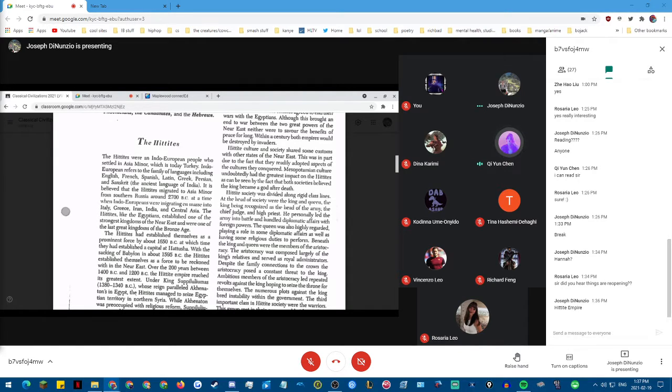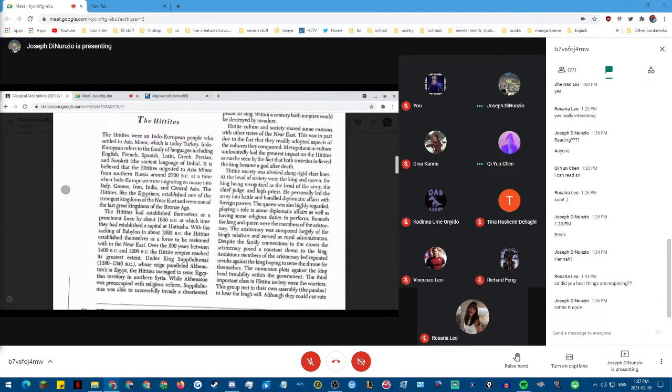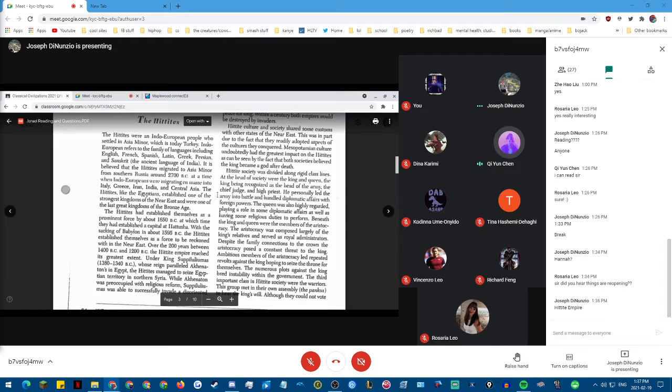The Hittites, like the Egyptians, established one of the strongest kingdoms of the Near East and were one of the last great kingdoms of the Bronze Age. The Hittites had established themselves as a prominent force by about 1650 BC, at which time they had established a capital at Hattusha. With the sacking of Babylon at about 1595 BC, the Hittites established themselves as a force to be reckoned with in the Near East. Over the 200 years between 1400 BC and 1200 BC, the Hittite Empire reached its greatest extent, under King Suppiluliuma.